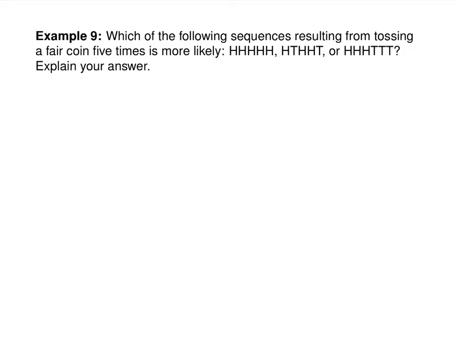So, which of the following sequences resulting from tossing a fair coin 5 times is more likely? So, 5 heads in a row, or heads, tails, tails, or assuming that the last one only had 5 things in it, not 6. What's the chances? Like, which one is more likely? Middle one?